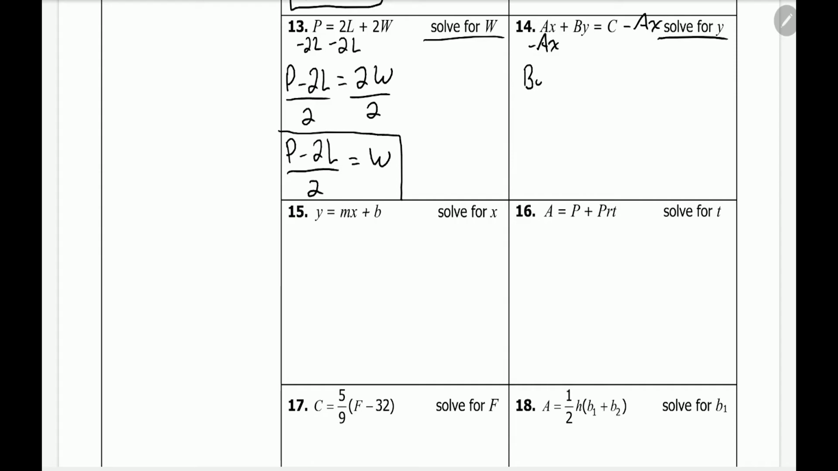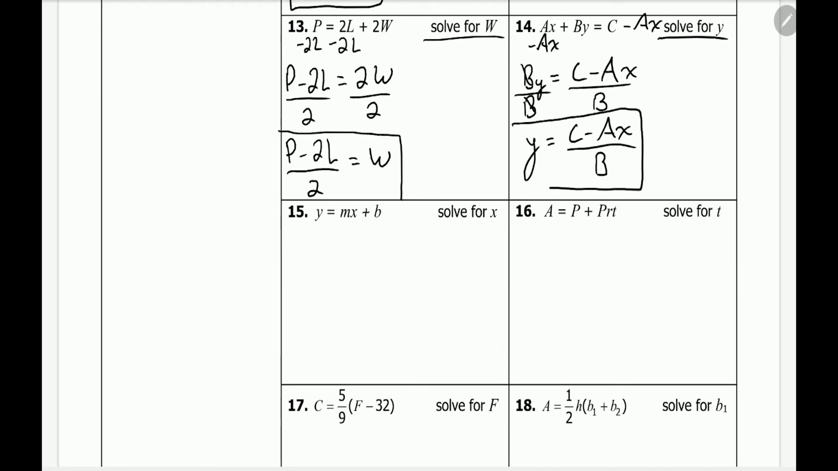So we have by is equal to c minus ax. Next we have to get rid of the b, because that's the thing that's next to the y. So we're dividing by b on both sides. The b's cancel. We're left with y is equal to c minus ax over b. And since y was what we were solving for and it's isolated, this is our final answer.